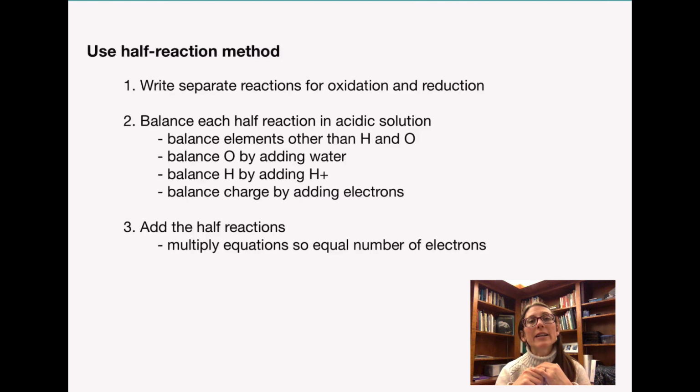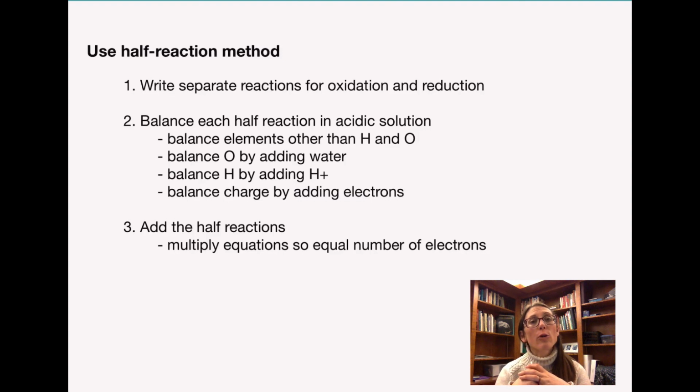Once you have balanced the hydrogen, the oxygen, and the other elements, you need to make sure that charge balance is still being observed, which means the total charge on the left side of your equation and the total charge on the right side of the equation must be equal. And we'll do that by adding electrons to the equation.